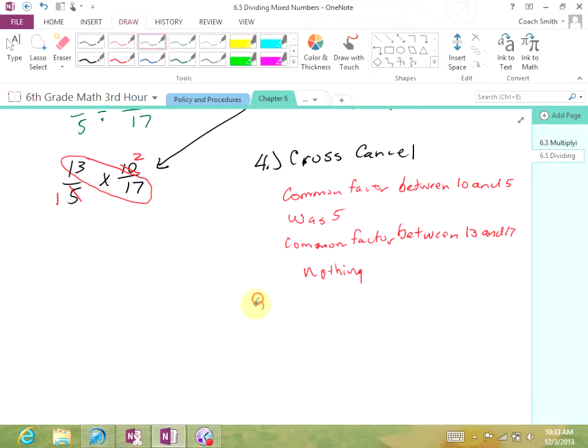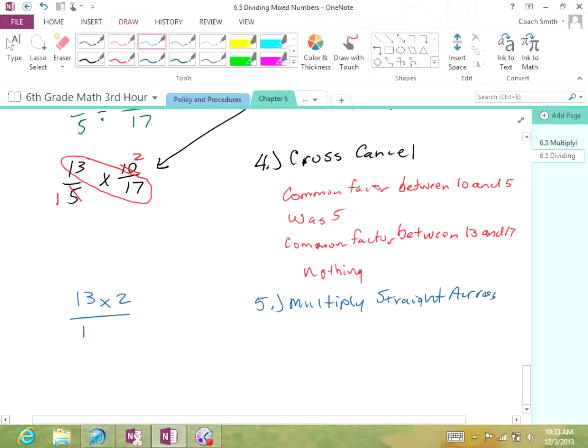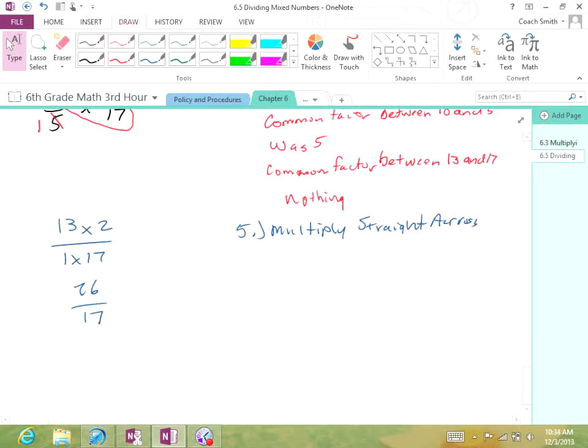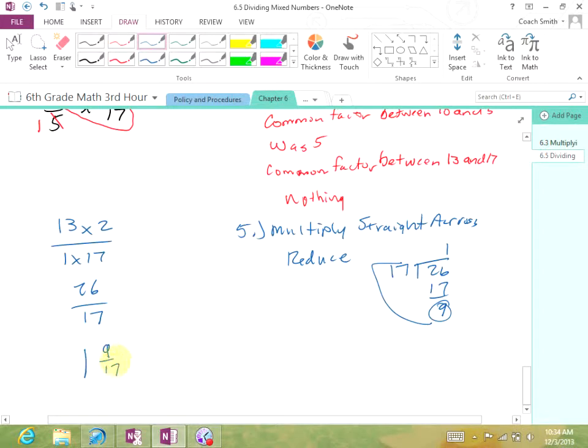Okay? Step 5 is to multiply straight across. So that would be 13 times 2 over 1 times 17. Okay, which is 26 over 17. Now, you did not get the correct answer if you did not reduce it. Reduce, I have to take 17 into 26. Goes 1 time, remainder 9. Put the 9 over 17. So 1 and 9/17.